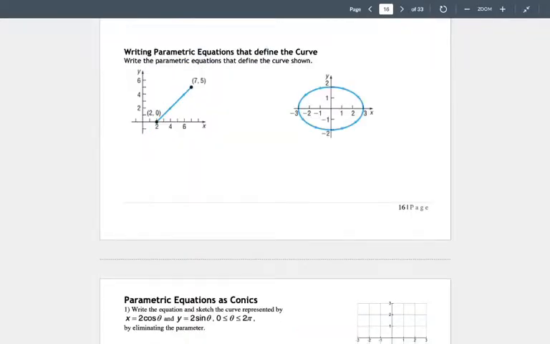Okay, on this one, they've given a graph, and you can tell it's a parametric graph because they have these little arrows right here. And they want us to write the parametric equations for these. So I already know that I'm going from 2 to 7 for my x values. You're going to need an x equals equation and a y equals equation. I'm just going to make x equal t. That'll be the easiest for me. And so now I've got to figure out the y equation.